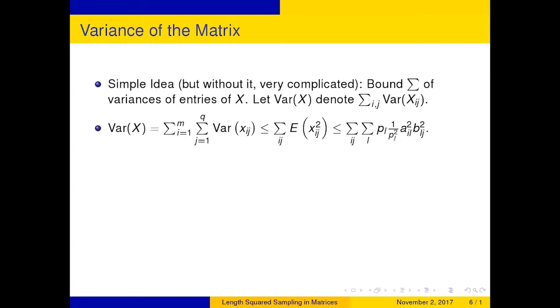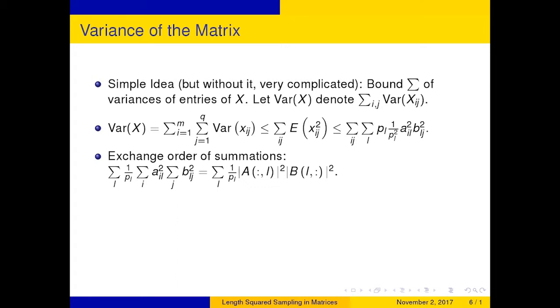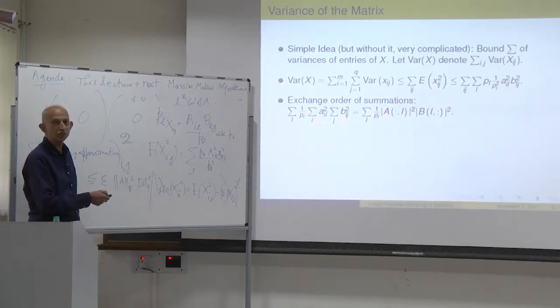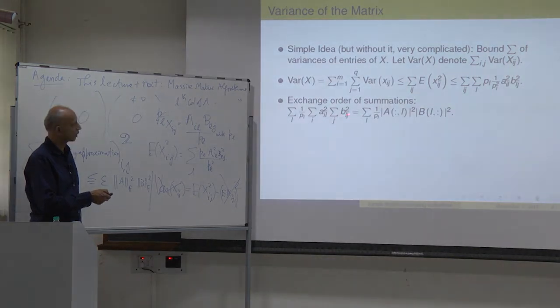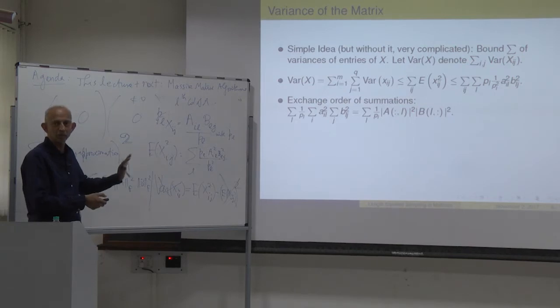Okay, and we calculate that. So it's the sum over i and j of the variance of the entry. This is what we wrote down in the last slide. This simplifies a lot just because you can switch the sums. So sum over L, that 1 over PL has come out. Sum over i and j, you get these two. Sum over j of B_Lj squared is just a row sum. Sum over all j, that's the length squared of the row, because it's the sum of squared entries. And this is the length squared of the column. Nothing very difficult here.